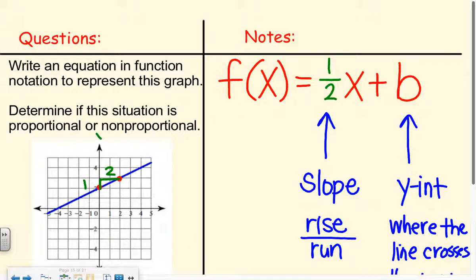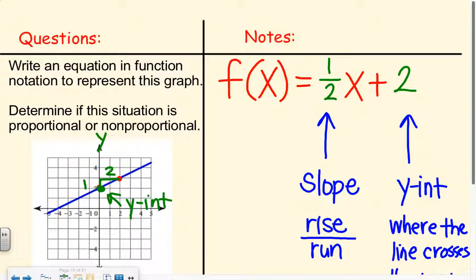And then if I look, where does my line cross the y-axis? The y-axis is right here. So my blue line and the y-axis intersect right here. So that's my y-intercept, and that number is a positive 2. So the equation for my line is f of x equals 1/2 x plus 2.